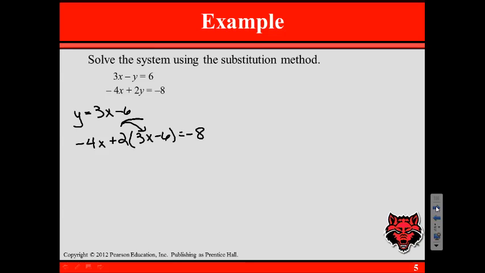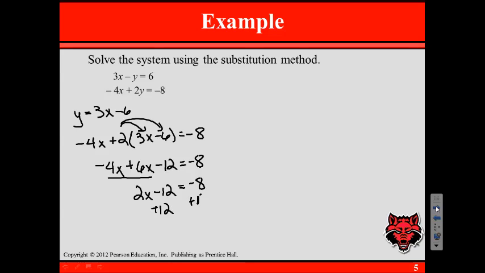We then distribute 2 into the parentheses, and we get negative 4x plus 6x minus 12 equals negative 8. We combine like terms on the left-hand side, giving us 2x minus 12 equals negative 8. We then isolate x. So we add 12 to both sides of the equation. The opposite 12s cancel. We're left with 2x equals 4. And once we divide both sides by 2, we have x equals 2.